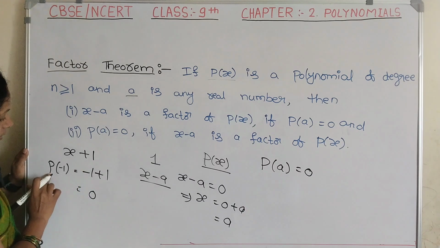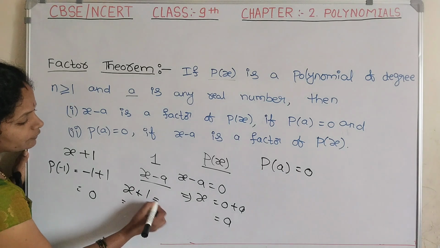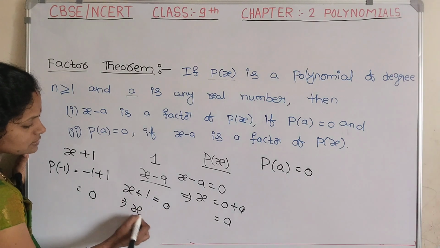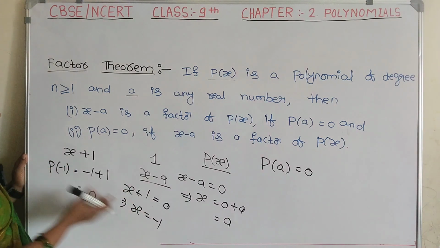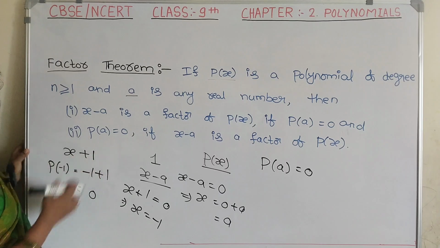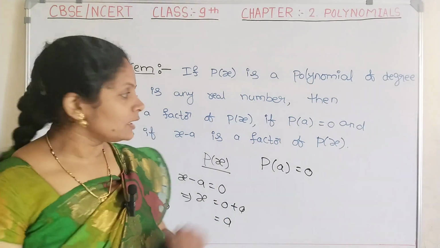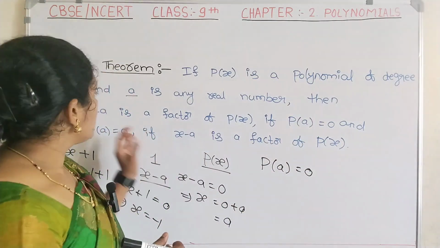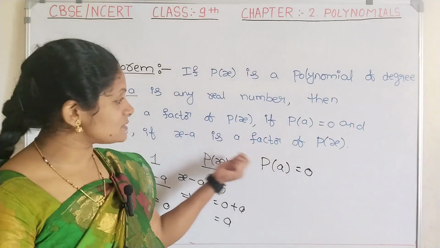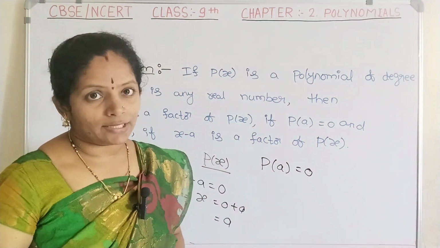Then how can we get this minus 1? First of all, we equate this x plus 1 to 0. Then x is equal to minus 1. Then we substitute x equal to minus 1 in the polynomial, so that we can get 0. Finally, what can we say? If p of a is 0, then x minus a is a factor. And if x minus a is a factor, then p of a is 0. Both things are correlated.